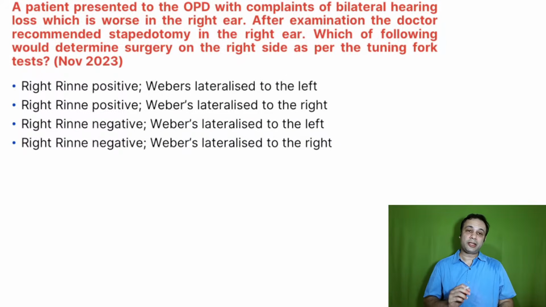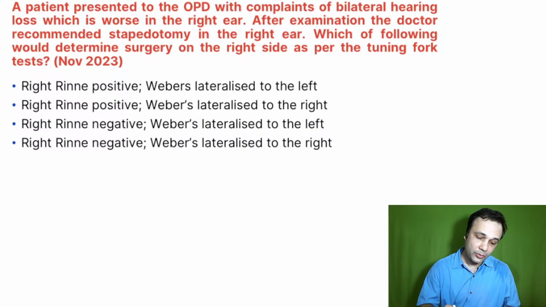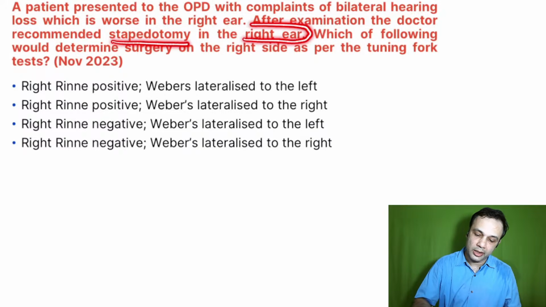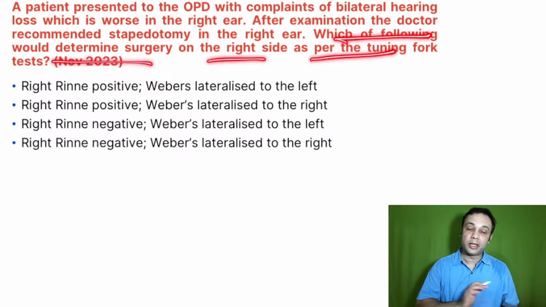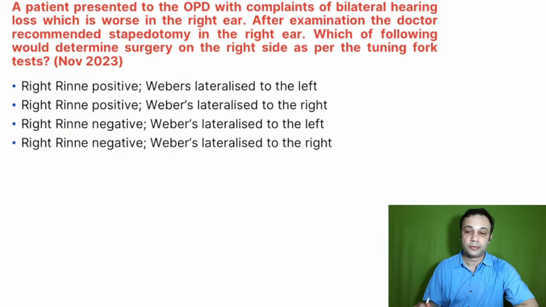Now let's come to the second multiple choice question. What do you see here? You have a patient who presents to the outpatient department with complaints of bilateral hearing loss, which is worse in the right ear, right? After examination, the doctor recommended stapedotomy in the right ear. So which of the following would determine surgery on the right side as per the tuning fork tests?